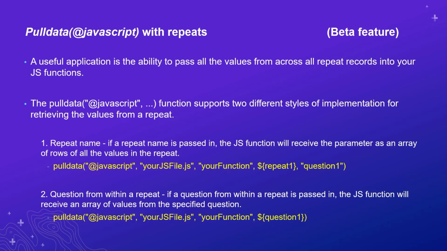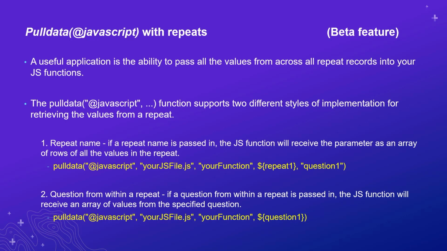A useful application for pullData@JavaScript is with repeats. Using a custom JavaScript function, you have the ability to pass all the values across all the repeat records in your survey into your JavaScript function. The pullData@JavaScript function supports two different styles of implementation for retrieving the values from a repeat. Firstly, this can be done via the repeat name. If a repeat name is passed in, the JavaScript function will receive the parameter as an array of rows for all the values in the repeat. Secondly, by specifically defining the question from within a repeat. If a question from within a repeat is passed in, the JavaScript function will receive an array of values from the specified question.